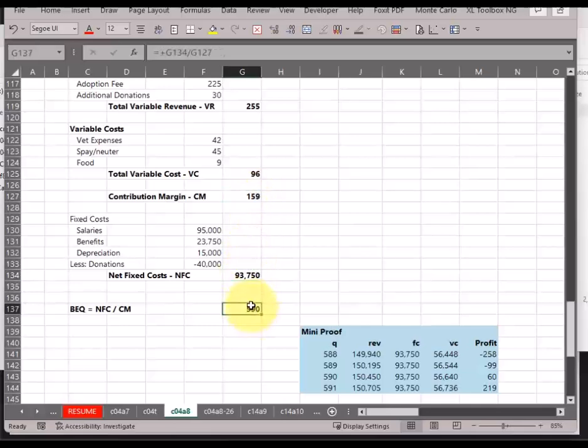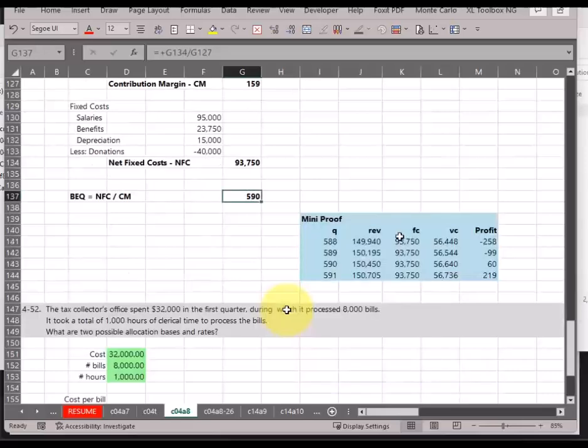We've got a contribution margin and net fixed cost. We just divide one by the other. You can see the formula right there, and that tells us we need to find 590 pets, new owners, to break even.